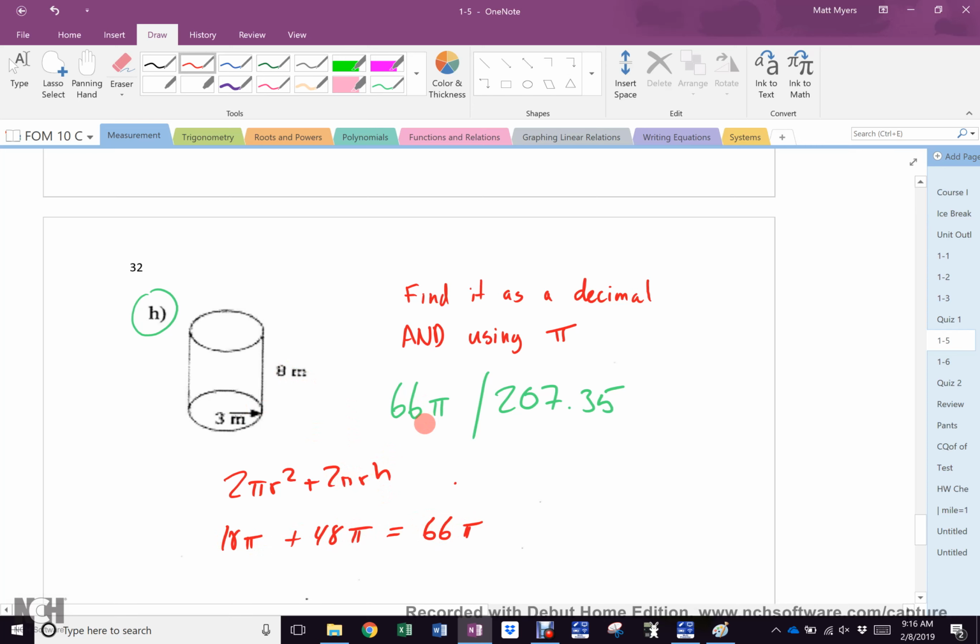That's why I don't like using decimals for these. That's why I like leaving it as pi. I think so. Jacqueline.